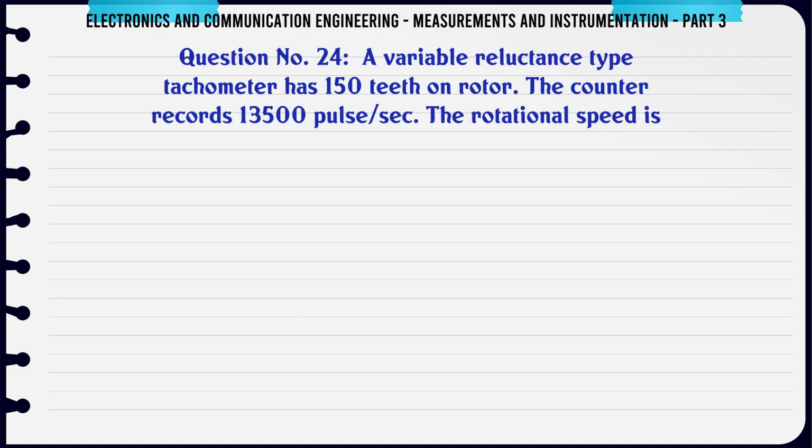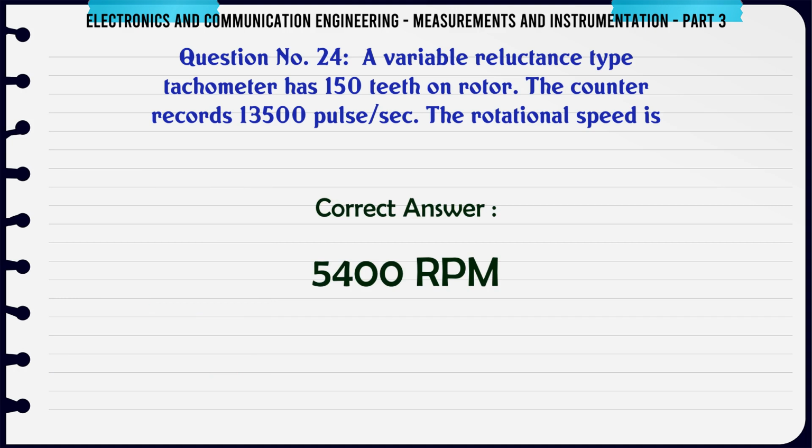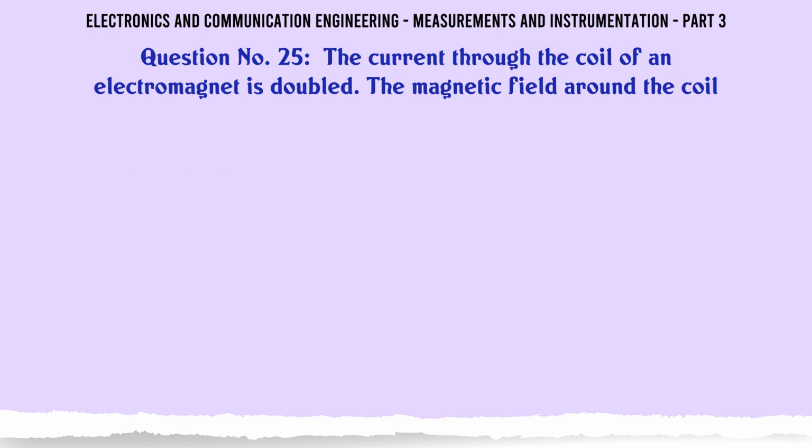A variable reluctance type tachometer has 150 teeth on rotor. The counter records 13,500 pulses per second. The rotational speed is: A, 4,800 rpm; B, 5,400 rpm; C, 6,000 rpm; D, 7,200 rpm. The correct answer is 5,400 rpm.